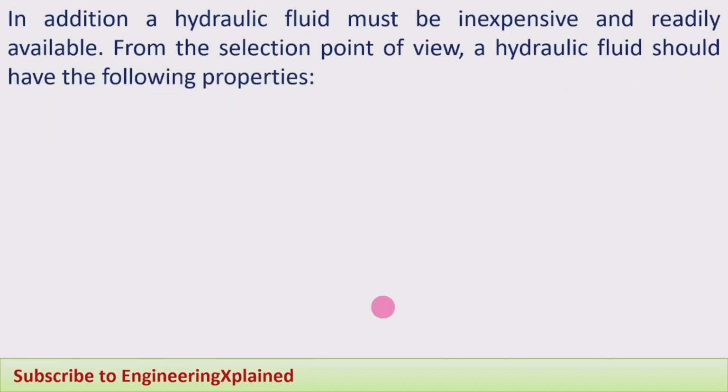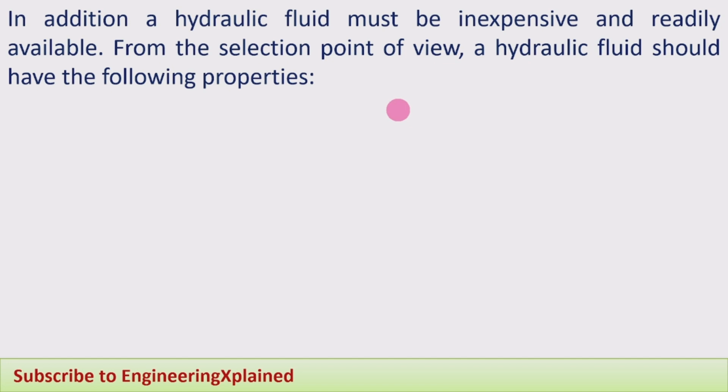In addition, a hydraulic fluid must be inexpensive. Its cost should be less, and it should be readily available. From the selection point of view, the hydraulic fluid should have the following properties. Already in the previous session, I discussed some of the properties. Those properties we will review once again here, so that from the selection point of view, we know what properties are to be considered.